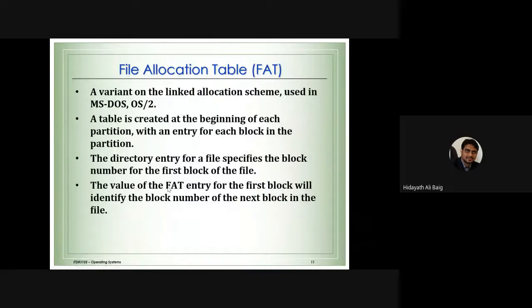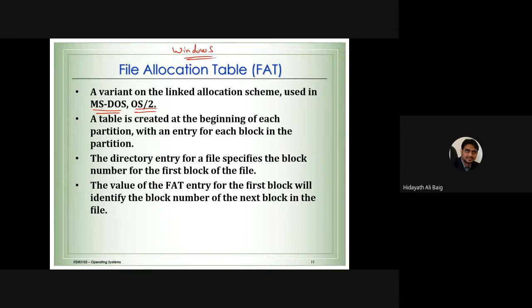Now this is another important method because this is used by our Windows. This is important because Windows, the operating system we use widely, contains this method. So file allocation table, FAT. Easily you can remember this as FAT, file allocation table. You can remember the examples, Microsoft DOS, or Windows, and OS/2 is another operating system. These are all the operating systems that use this method.